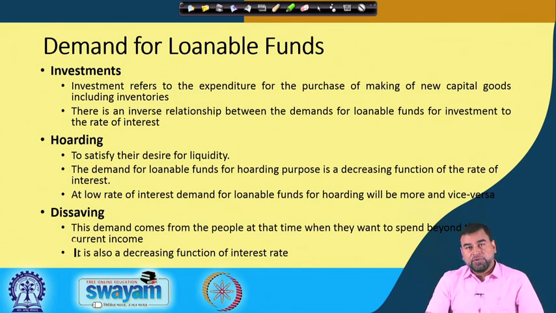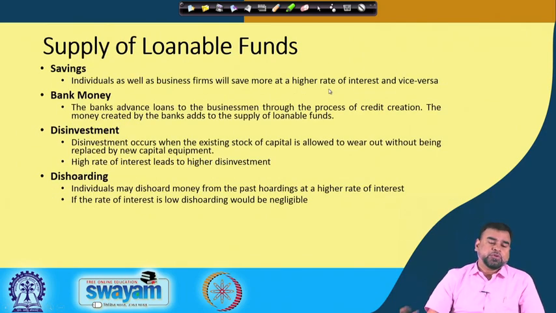Which funds can be loanable, and how much can be loanable, is decided by three major factors: investment, hoarding and dis-saving. After this, we have another point, that is the supply of the loanable funds.